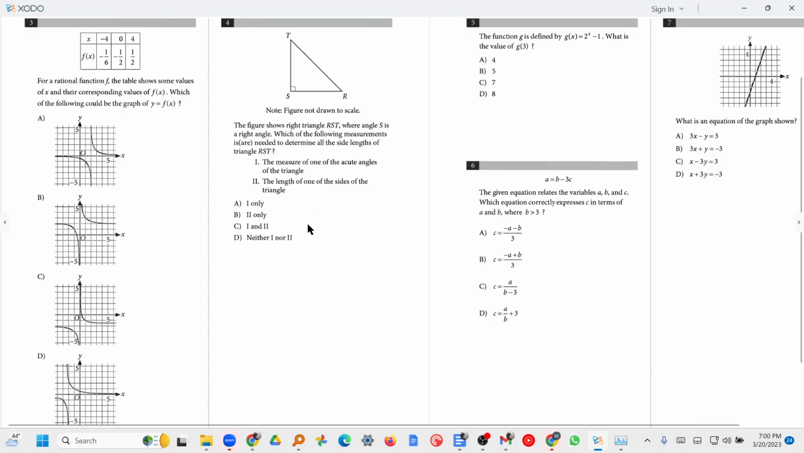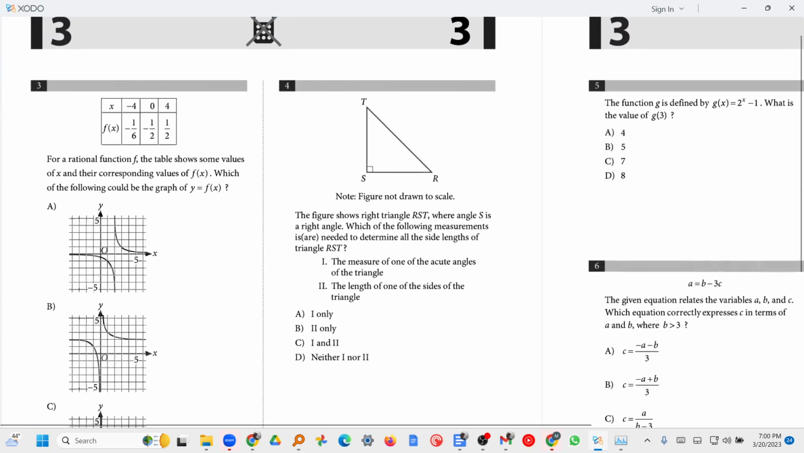Okay, so for number 3 here, they've given me f of x, which means the same thing as y. They've given me x, so this is x and this is y. For some reason, whenever they say f of x, I just have to know it's the same thing as y. And then they've given me all of these points.